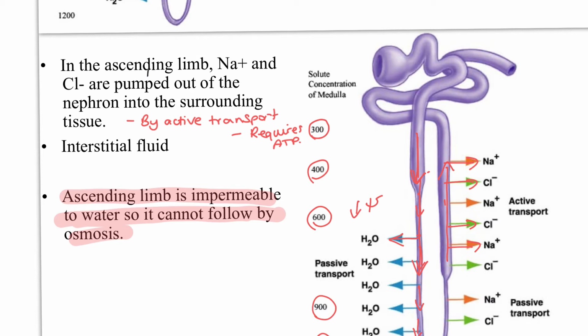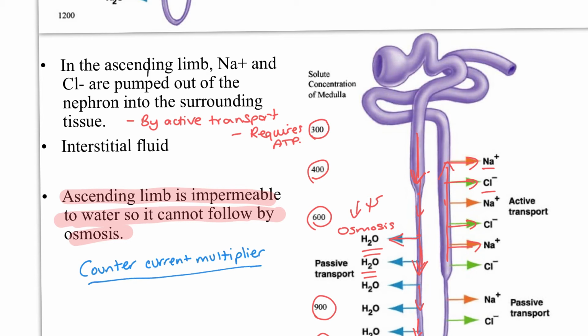This process, whenever you've got two solutions traveling in opposite directions and what's happening in one side is affecting what's happening in the other, i.e. the active transport of the sodium ions and the chloride ions is increasing the movement of the water out of the nephron by osmosis. This is called a counter-current multiplier. You've come across this word before. So for instance, you learned about countercurrent multipliers in fish gills when the water and the blood travel in opposite directions, and that increases the absorption of oxygen into the bloodstream.